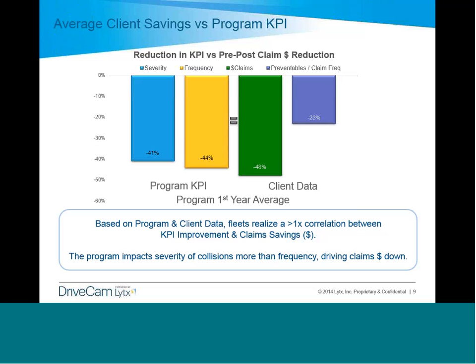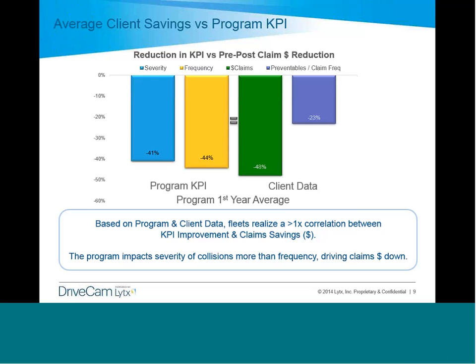And so what this is showing is that in this program example, if you were to improve the frequency and severity metrics of the program by 41% and 44%, that will correlate to a 48% savings in your claims costs and a 23% improvement in the frequency of those costs. So not only are you getting rid of those severe accidents, those one-time occurrences, all of the less severe accidents you're reducing at a significant rate as well.